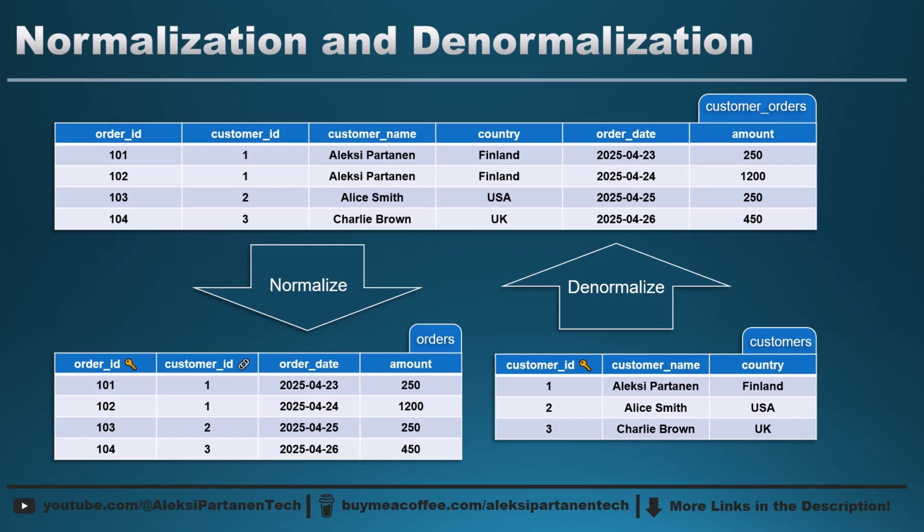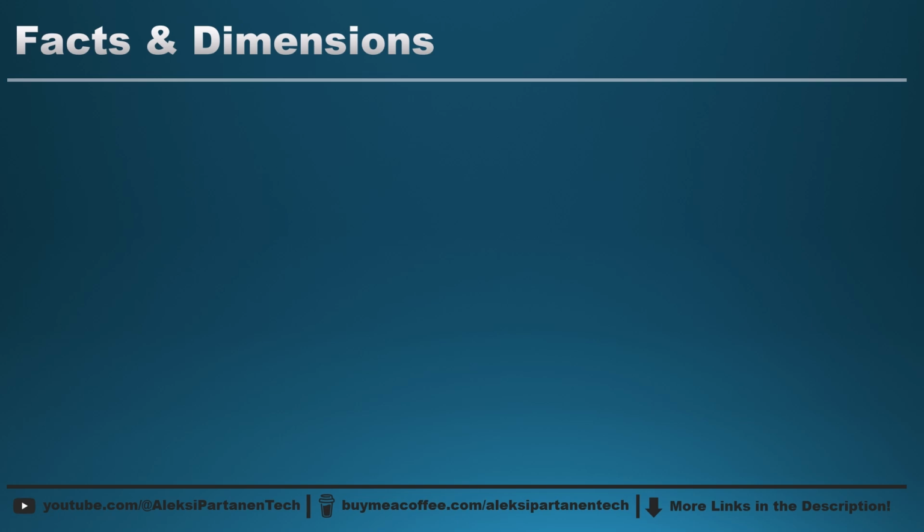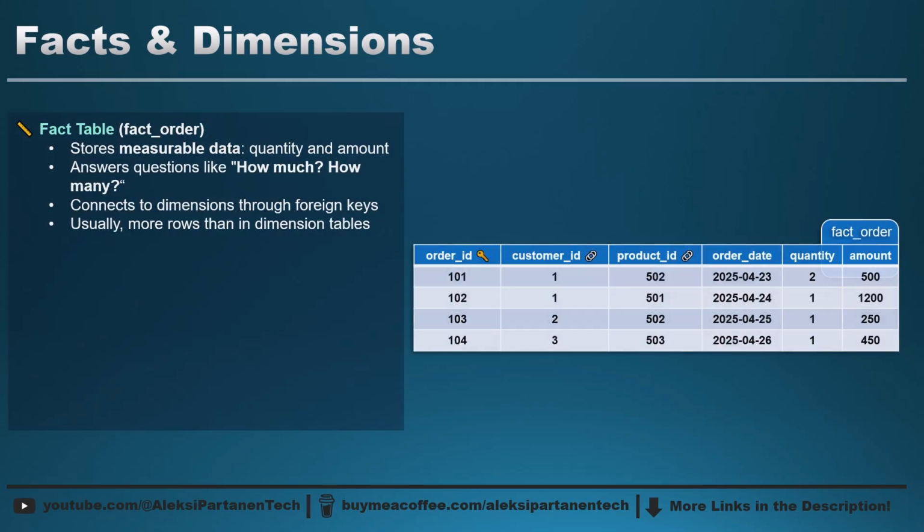So let's talk about the concept of facts and dimensions next. In the world of data modeling, we often divide tables into two main types, fact tables and dimension tables. Fact tables store measurable data, meaning the numbers we want to analyze. For example, sales amounts, number of products sold, and profit amounts. Facts answer questions like how much did we sell or how many products did we sell.